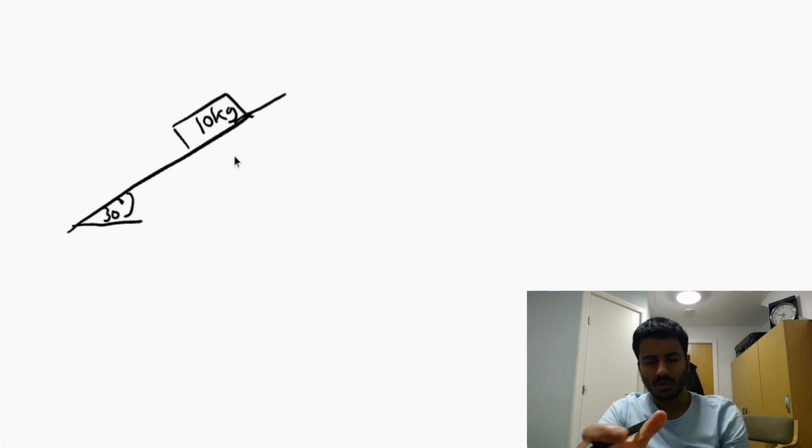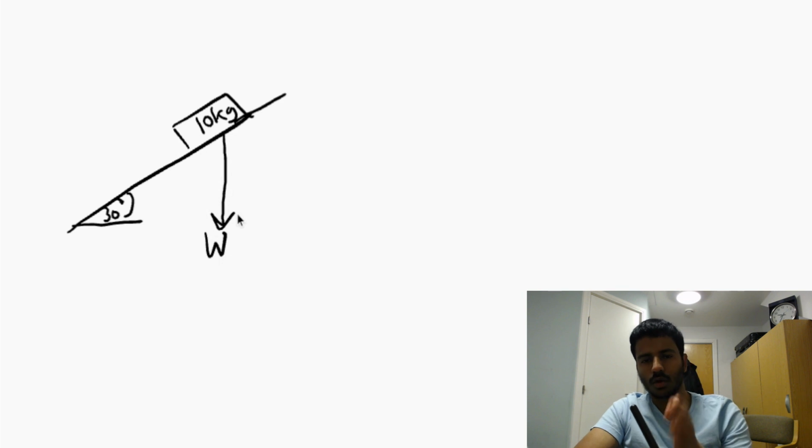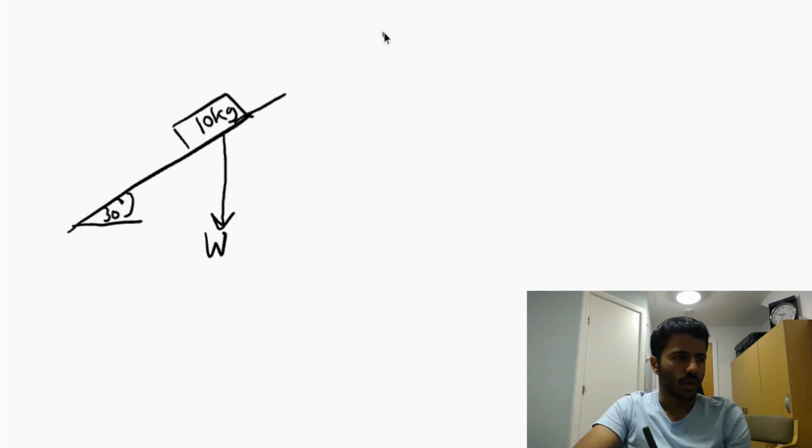I'm going to name one force acting on this block, and that force is its weight. The weight of this block will act vertically downwards, right through the center of the block, acting vertically downwards towards technically the center of the Earth. And we know that weight is equal to mass times gravity, and that's equal to, well, the mass is 10 kilograms times 9.81, which is the gravitational field strength. So I'm going to call it 10g.